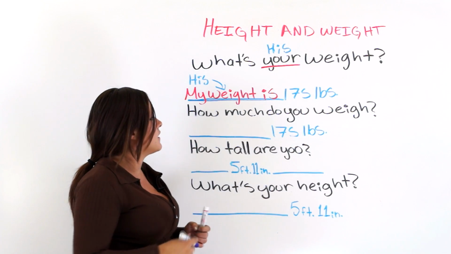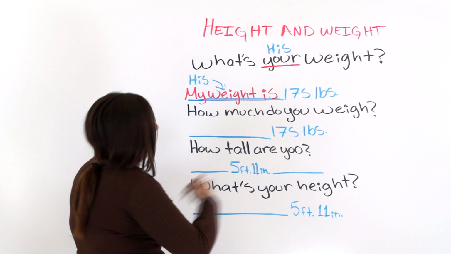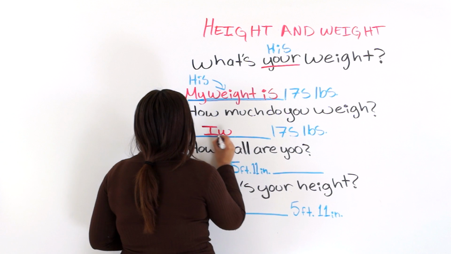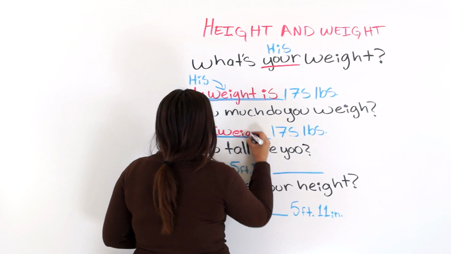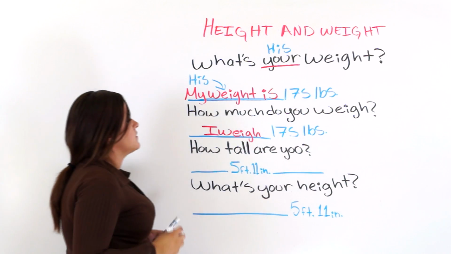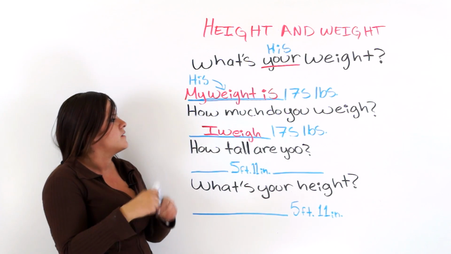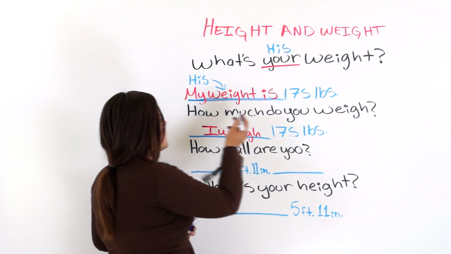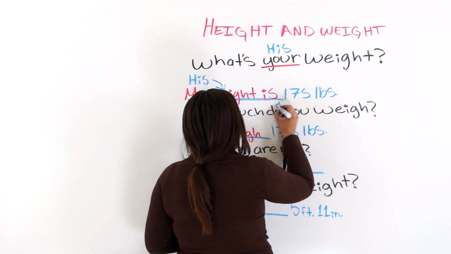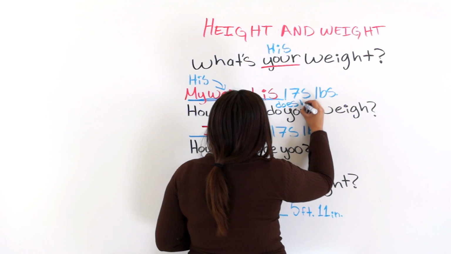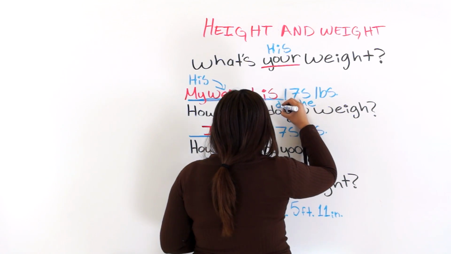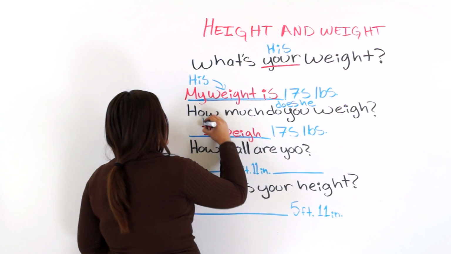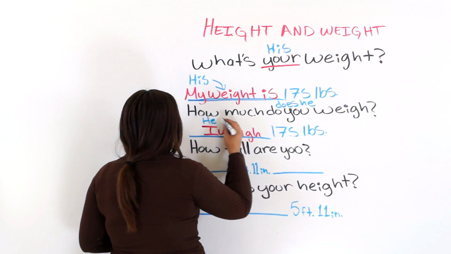Okay, the next one says, how much do you weigh? How much do you weigh? Right there you can say, I weigh 175 pounds. Okay? If I inquire about somebody else, how much does he weigh? Then I would say he weighs 175 pounds.